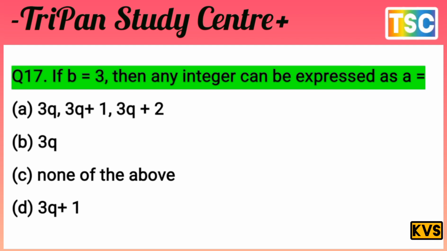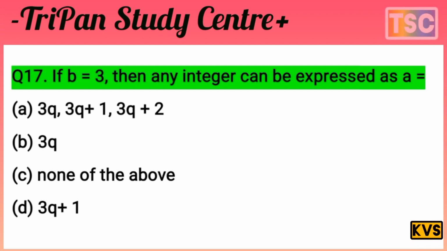That's an important question. If b is equal to 3, then any integer can be expressed as: A, 3q, 3q plus 1 and 3q plus 2; B, 3q; C, none of the above; D, 3q plus 1. The answer is also important, but first of all, check your knowledge. I give you a few seconds. You must have a thought of your answer. Let's see what the answer is for this question.